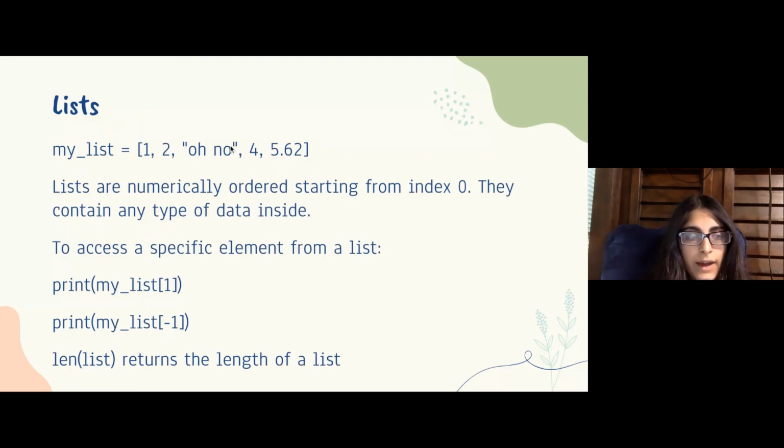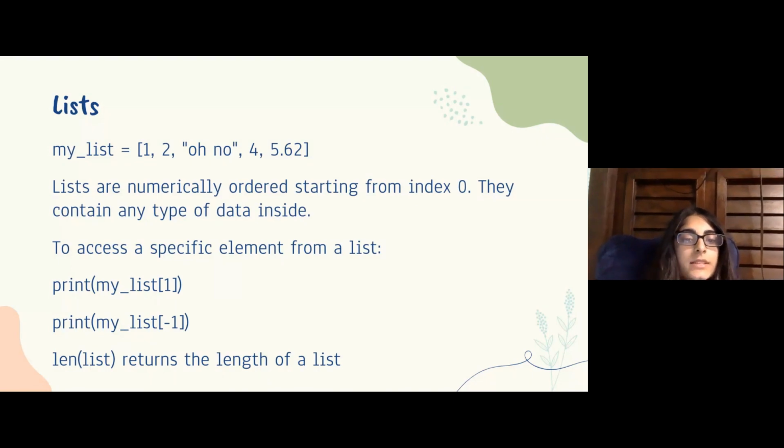And then we have lists. Lists are fun. They are numerically ordered sets starting from the index 0. So they would go 0, 1, 2, 3, 4. We have a length of 4 in this list. And they contain any type of data inside of them.